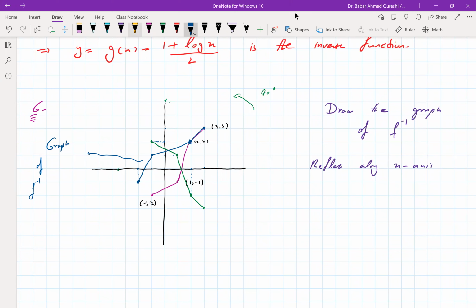And you can check visually that if I draw this line, y is equal to x, then the graphs of F and F inverse are symmetric around it, because it's also a reflection along the y is equal to x line. And this is a check that this purple and the blue are inverses of each other. So, any questions?